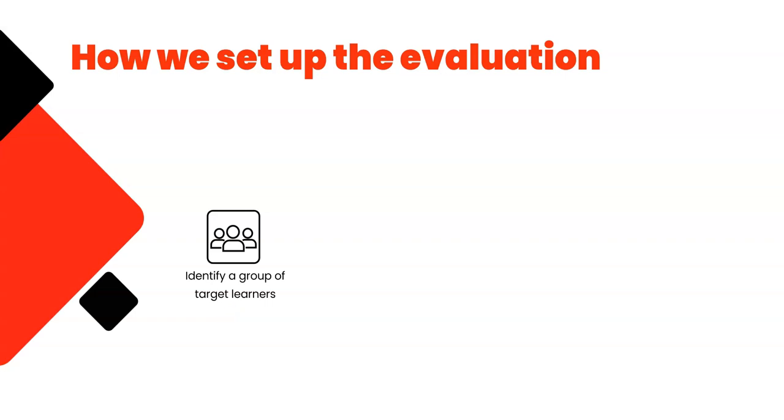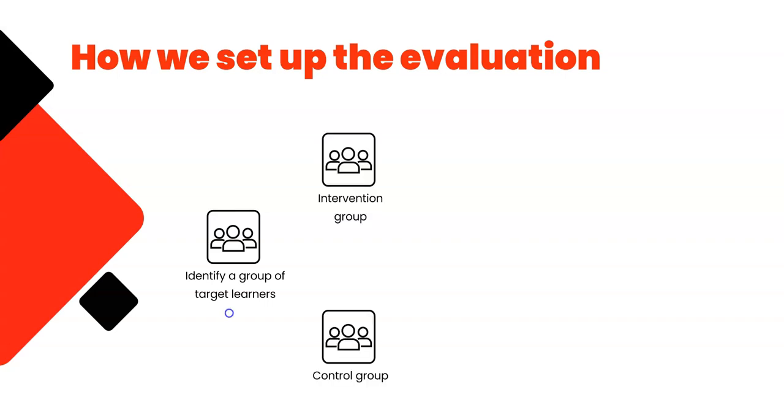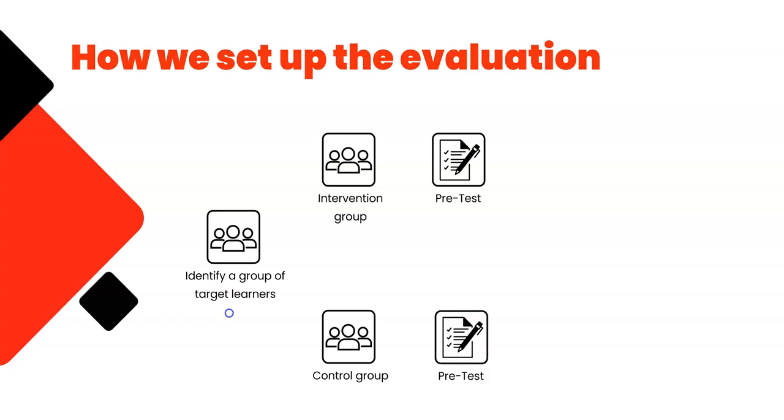We ask you to identify a group of target learners. The What Worked Teachers platform will then randomly allocate these to intervention and control. You'll then complete the pre-assessment spelling test with both the intervention and control groups.